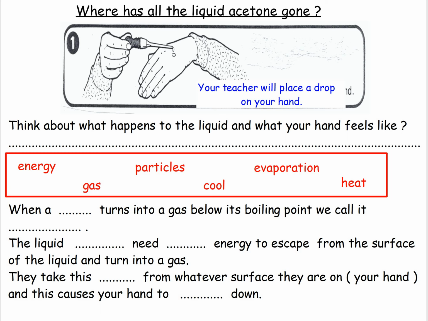SLG, Solids, Liquids and Gases, Lesson 7. Where has all the liquid acetone gone? Well, we were going to use some acetone, but you don't have to do this. What you could do is as follows. Just try this. You take the back of your hand, put it into a clench, lick it, and after you've licked it with your tongue, blow over it. Think about what happens to the liquid and what your hand feels like.